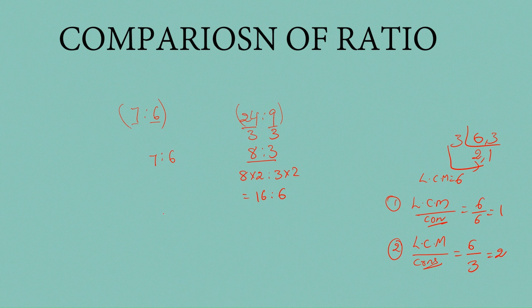This gives 16:6. Now the comparison would be between 7:6 and 16:6. The consequents are the same. We have to compare the antecedents 7 and 16. 16 is greater than 7, so we can write this directly. So for the initial ratios, we can tell that 7:6 is less than 24:9.